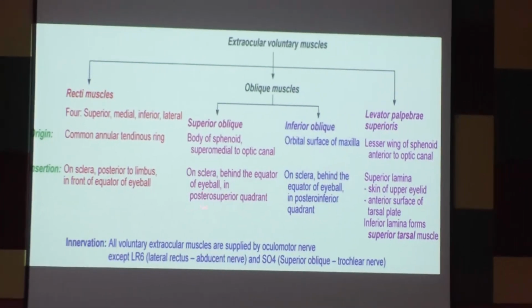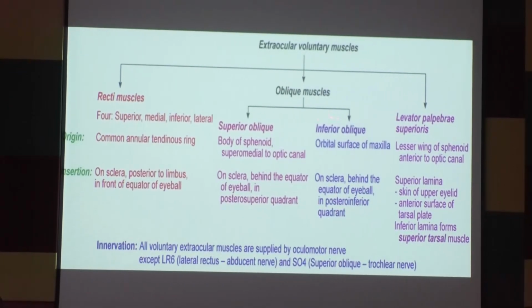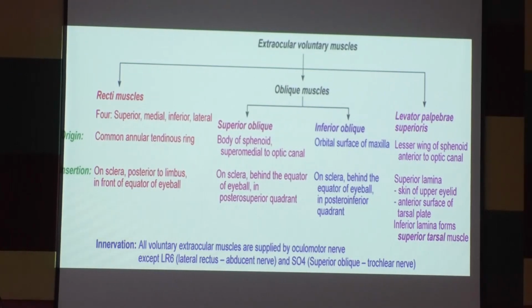You can see posterior superiorly insertion of superior oblique, posterior inferiorly insertion of inferior oblique. Okay. Levator palpebrae superioris: origin from lesser wing of sphenoid anterior to the optic canal, and superior lamina, these are the insertion. Superior lamina: skin of the upper eyelid, anterior surface of tarsal plate. Inferior lamina forms the superior tarsal muscle.